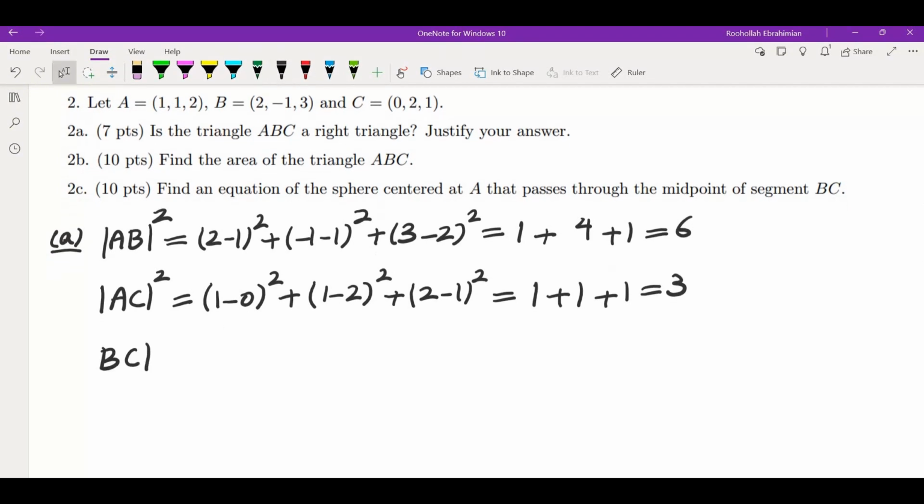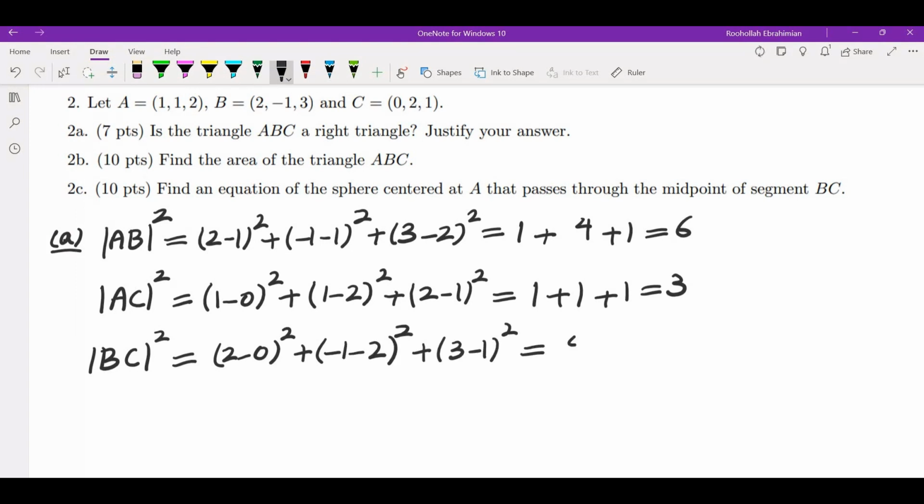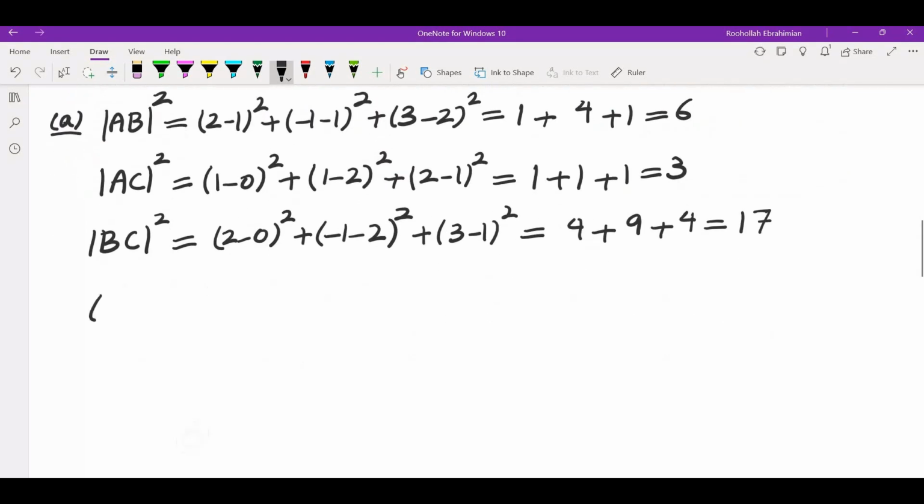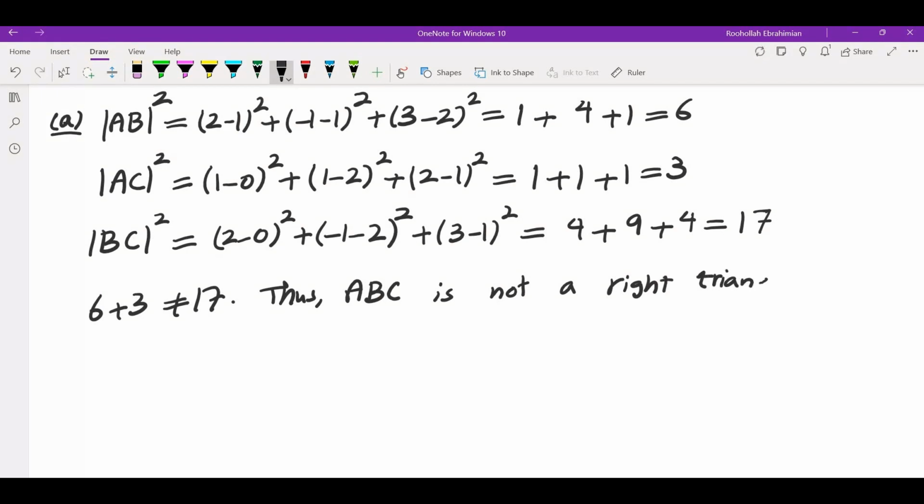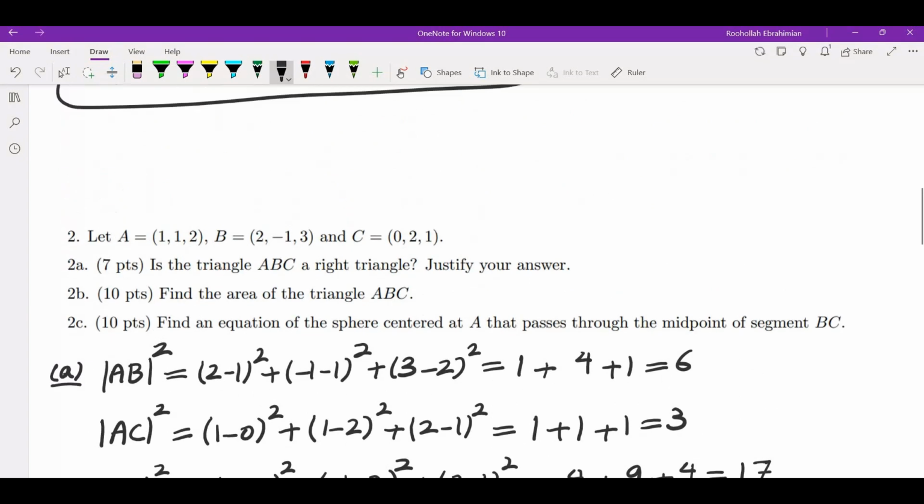Let's evaluate the distance between B and C and square that. We get 2 minus 0 squared, we get negative 1 minus 2 squared, and we get 3 minus 1 squared. So this would be 4 plus 9 plus 4, which is 17. Okay, so 6 plus 3 is not equal to 17. So that tells us that ABC is not a right triangle. Okay, so this is not a right triangle.